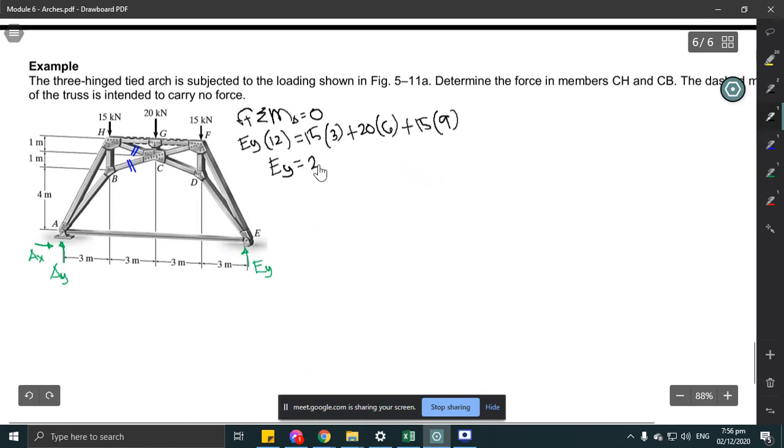25 kilonewton. Okay, so the loading is symmetrical. So you can just add these three together and then split them between the two Y reactions. When you take the summation of forces in Y, your AY will just equal EY, which equals 25 kilonewton. And your AX, since there is no horizontal loading, the summation of forces in X, considering the whole figure, will equal 0.